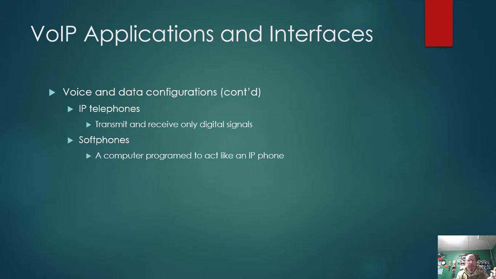The IP telephones themselves are purpose-built. They transmit and receive only digital signals. They connect directly to the network. Soft phones are a little bit different. Soft phones are computer-based. They take things a little bit further. They're extremely common today because they're inexpensive, they're flexible, and they are easy to deploy.